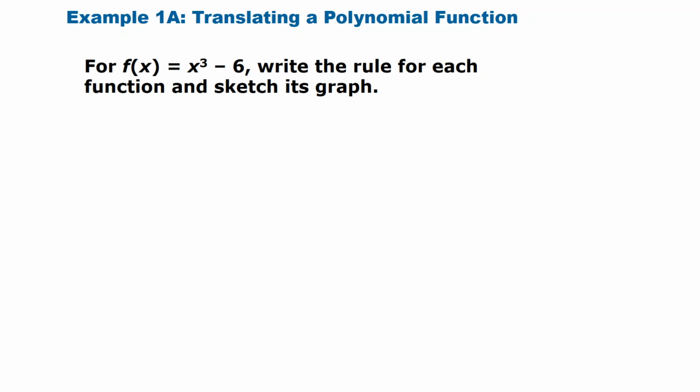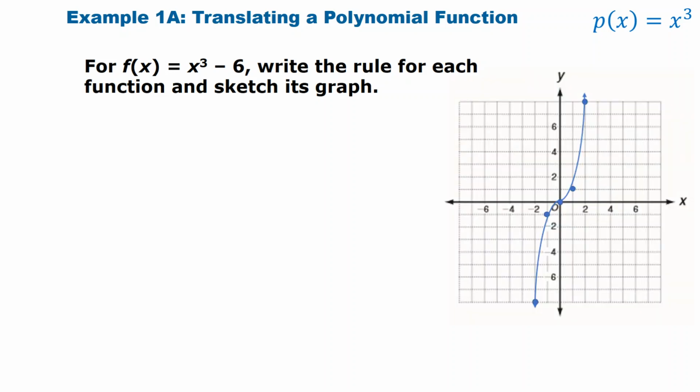Let's try this example here. So the question says that we're going to take f of x equals x to the third minus 6, and then we're going to write the rule for each function and sketch the graph. So let's see what we're going to have to do. So first of all, let's just try and figure out what f of x equals x to the third minus 6 is going to look like. So I see that it's going to be our parent function minus 6.